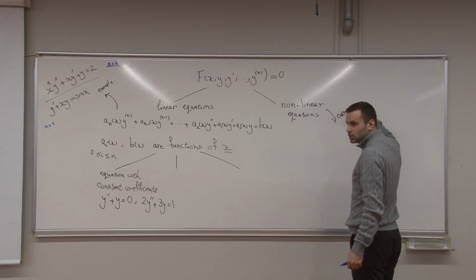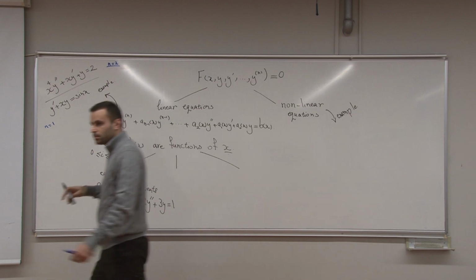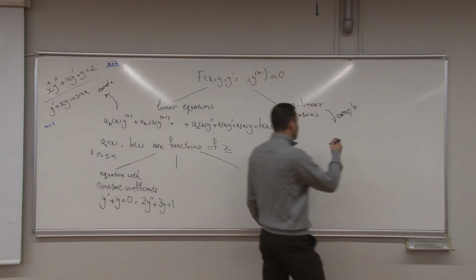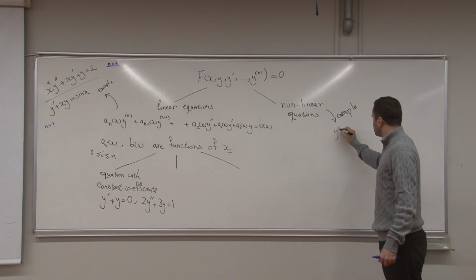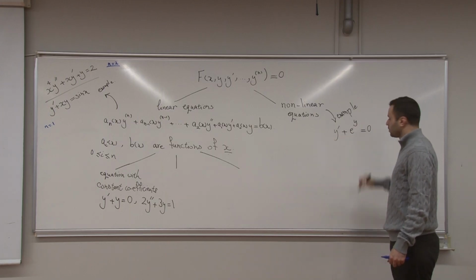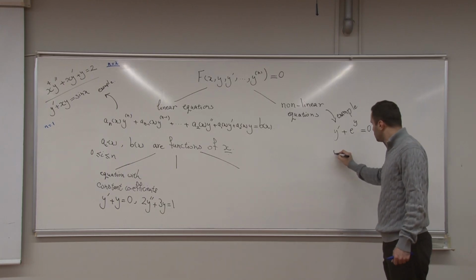You had another question, right? Yeah, I wanted to ask, is e to the power of y linear or not? No, it's not linear. It's like cosine y, it's not linear. Anything that comes, for instance, y prime plus, as you said, e to the power of y, this is a nonlinear equation.